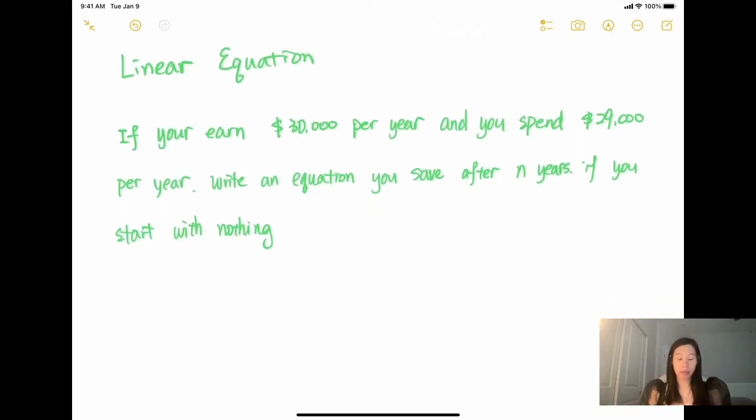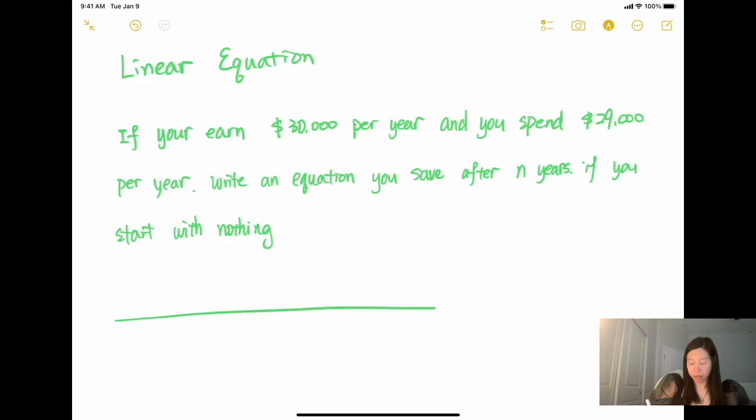So today we're going to talk about linear equations. Here's an example. If you earn 13,000 per year and you spend 12,000 per year, write an equation for how much you save after 8 years if you start with nothing. So here is the question.